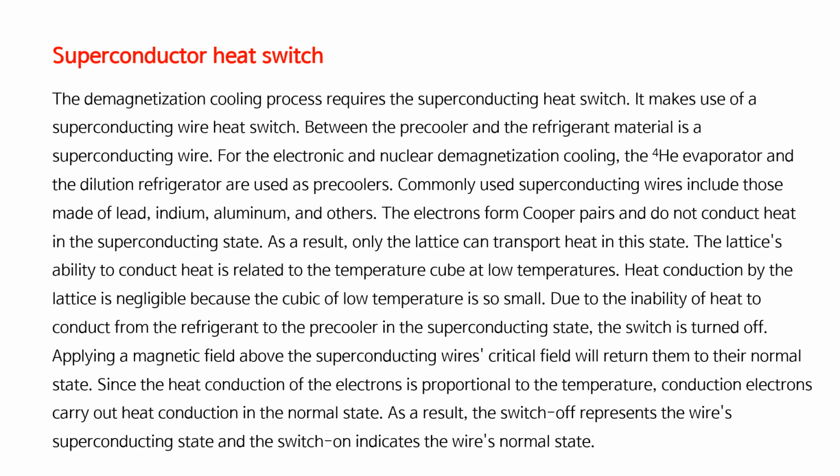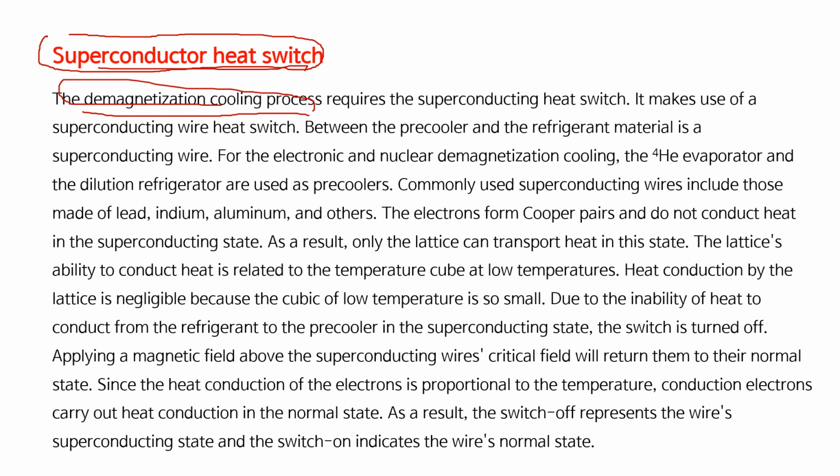Let's see the superconductor heat switch. This is essential for demagnetization cooling, because we have to connect the refrigerant to the pre-cooler, and also we have to shut off the refrigerant from the pre-cooler. That kind of function can be done by the superconductor heat switch. The demagnetization cooling process requires the superconducting heat switch.